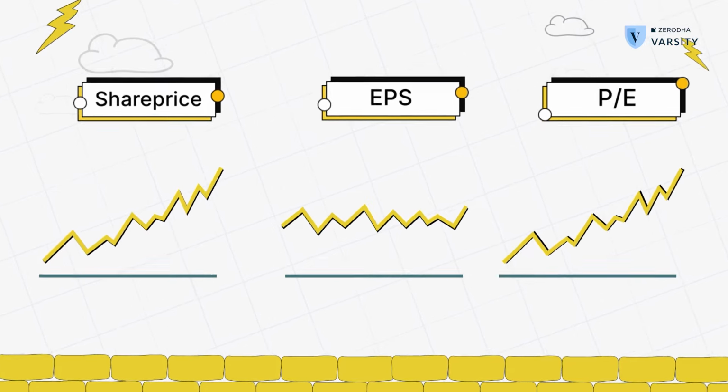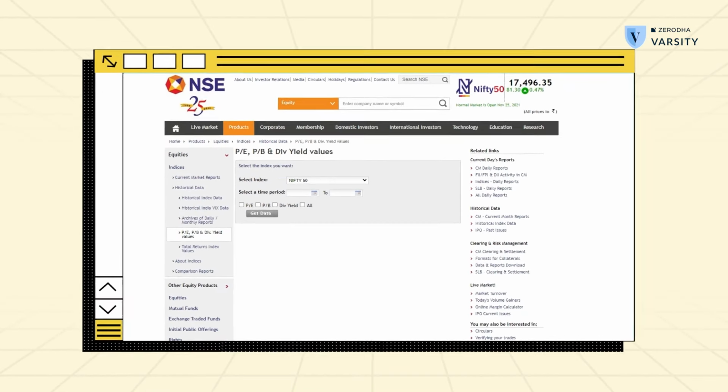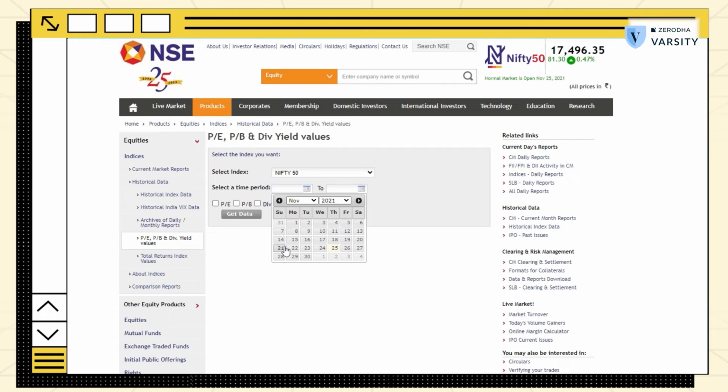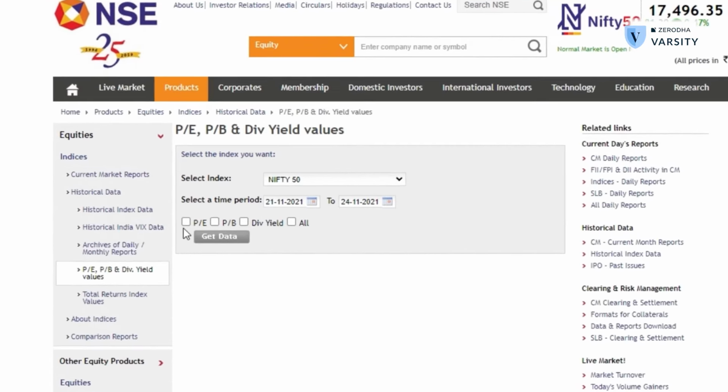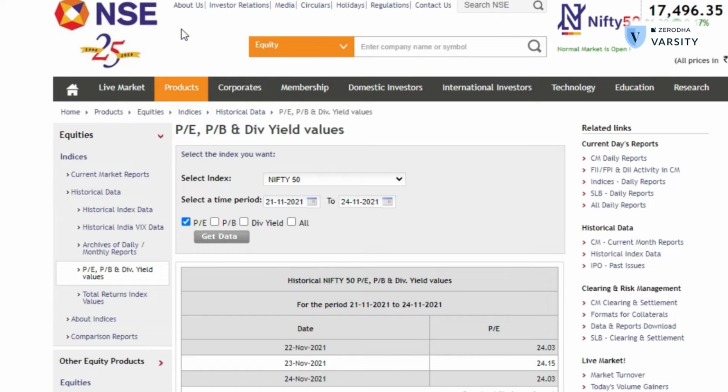You can extend the concept of price to earning to the index itself. The price to earning of an index gives you a sense of how cheap or expensive the overall market is trading at. You can always visit the website of National Stock Exchange to get the price to earning of Nifty 50, which is the broadly tracked index, and also make an estimate of how cheap or expensive the market is trading at.